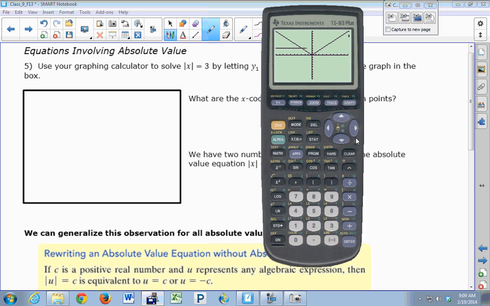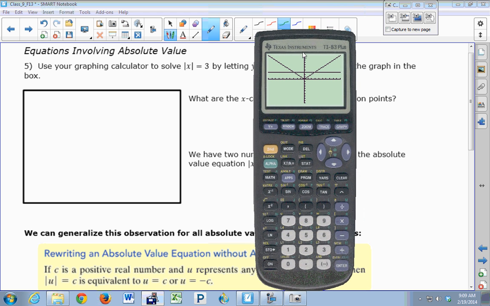And there's the absolute value of x, y1 is the absolute value of x, and y2 is your constant line, y equals 3, which is just a horizontal line. So where are our solutions? How would I find our solutions when I look at a picture like this?